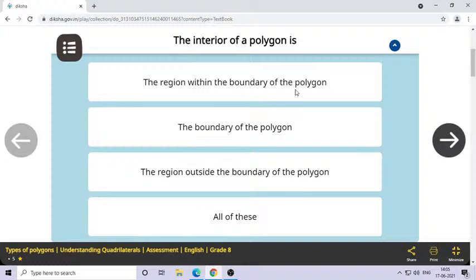So all of you go through the question. It is like an MCQ question. The interior of a polygon is. If you want to write your answer, you can write A, B, C, D. A for the first one, B for the second, C and D. Just write A, B, C, D in the comment section. So all of you write your answers in the comment section.